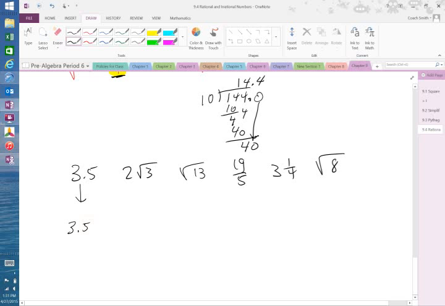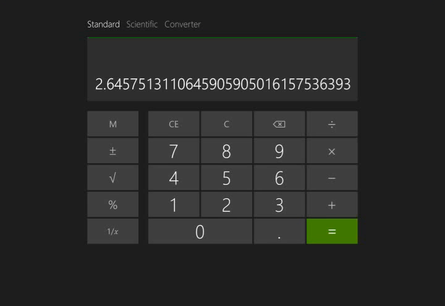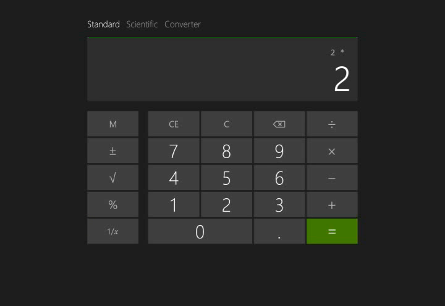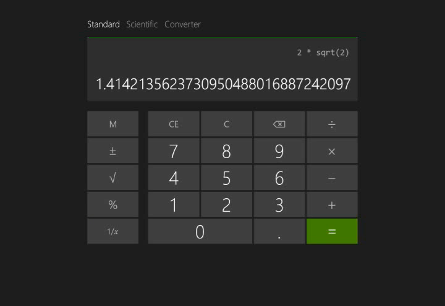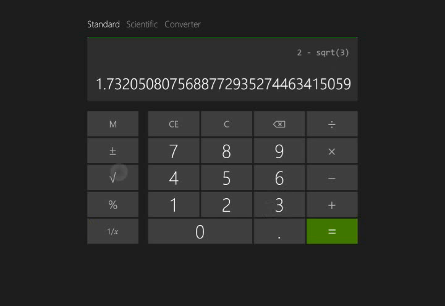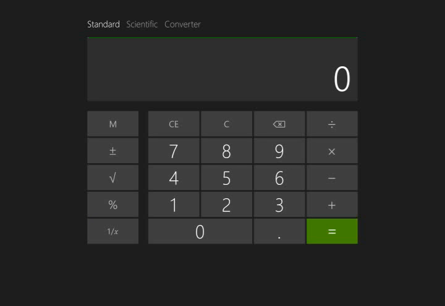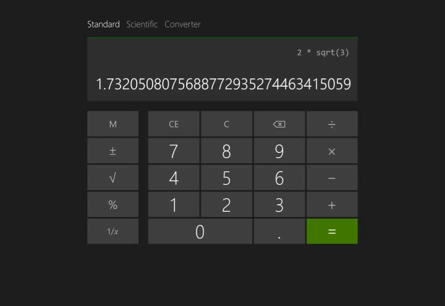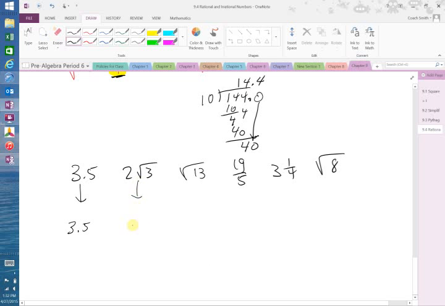3.5. Okay, I'm going to let you use your calculator on these. Here's how you would do it. 2 times, okay, square root, I didn't want to do that. Got to do the 3 first. 2 times square root 3 is 1.73. Square root of 13, it's going to be between 3 and 4.